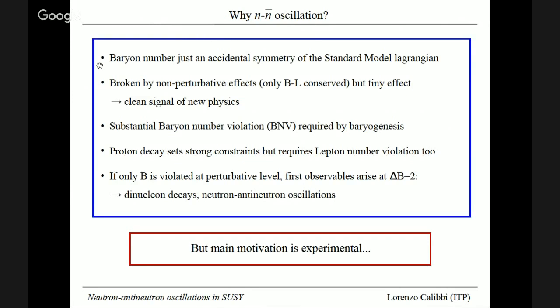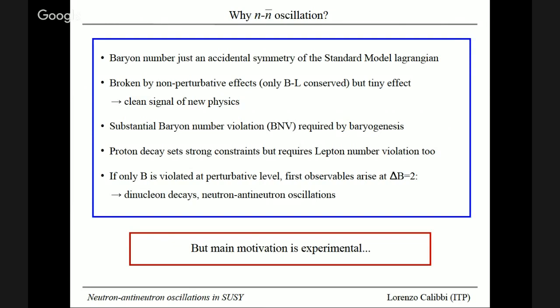And we know that baryon number is just an accidental symmetry of the standard model of particle physics. Basically, the Lagrangian of the standard model is invariant under baryon number just because you cannot write any baryon number violating operator respecting all the other symmetries. Nevertheless, it is actually violated, it's broken by non-perturbative effects.